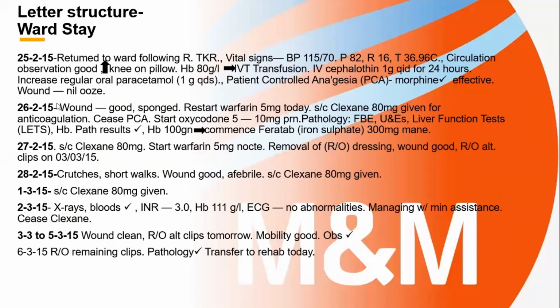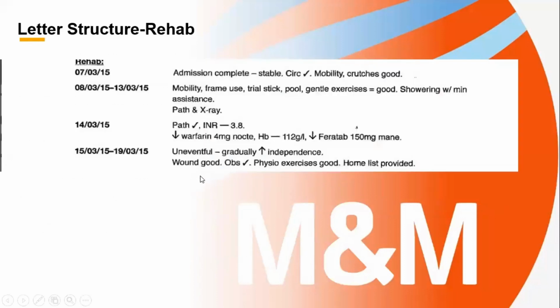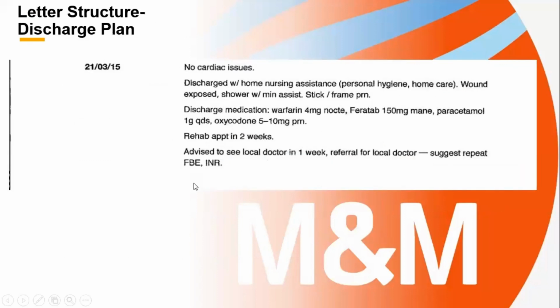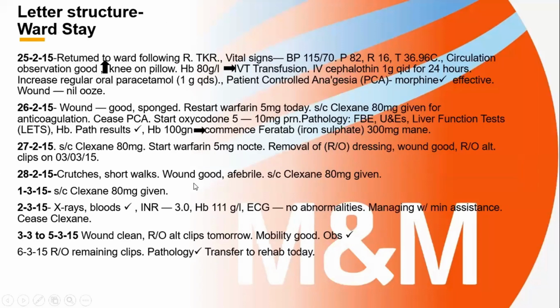We have to read this quickly, and after reading it, we can go to the next slide. That is your structure of rehab, and then we have the discharge plan. And how can we see that we have summarized?